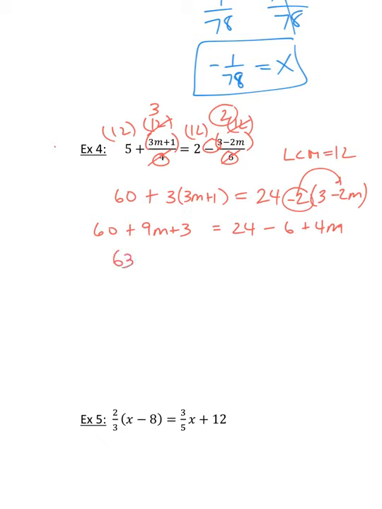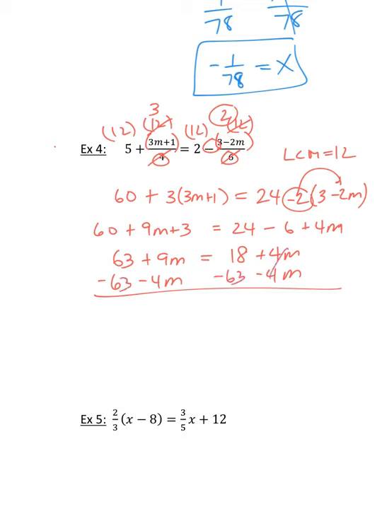Combining like terms, I have 63 plus 9m equals 24 minus 6 is going to give us 18 plus 4m. And then we're going to subtract 4m on both sides. And I will simultaneously move the 63 over. So we have 5m equals negative 45. Divide both sides by 5. M equals negative 9. That went in nice and evenly.